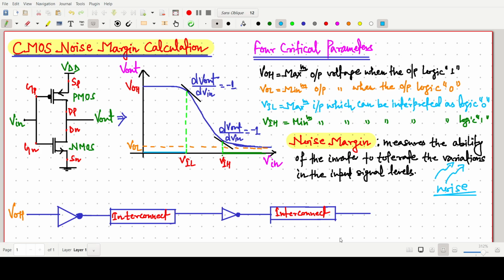For this purpose, just think about the noise margin concept. We are going for a network which consists of two inverters. Try to add one more inverter, so three inverters. Say one more inverter.